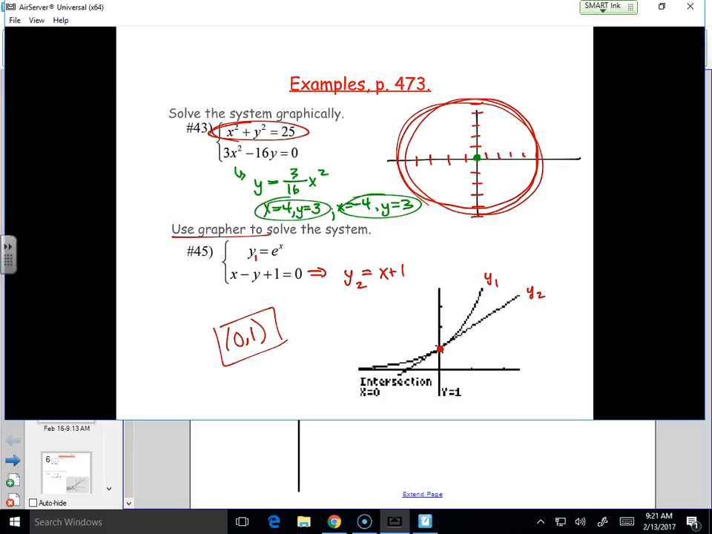1, 2, 3, 4, 1, 2, 3. 1, 2, 3, 4 to the left. 1, 2, 3. Yes, you could have used your graphing calculator. I'm just trying to show you that's not always the easiest way. We end up with the final answers of, I already wrote them down. But once again, they say to solve the system graphically.